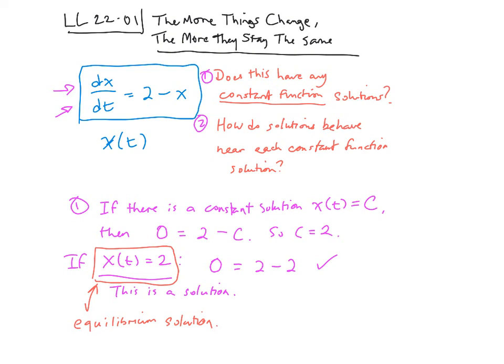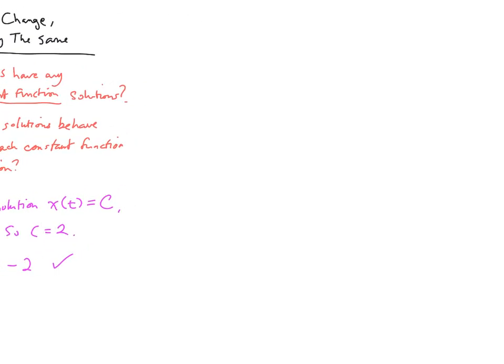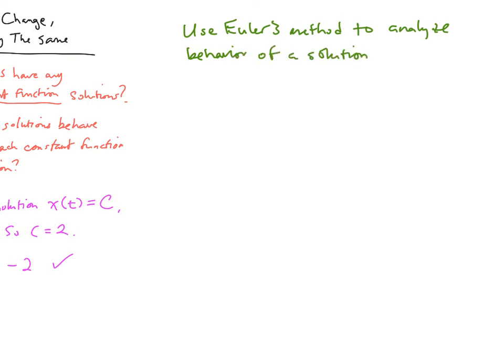All right, so we're going to move over here. We're going to ask ourselves, let's see, we're going to use Euler's method to analyze the behavior of a solution if x of 0, we're just going to pick on this particular value. Good Lord, my penmanship is not very good today. x of 0 is a bit different from 2.